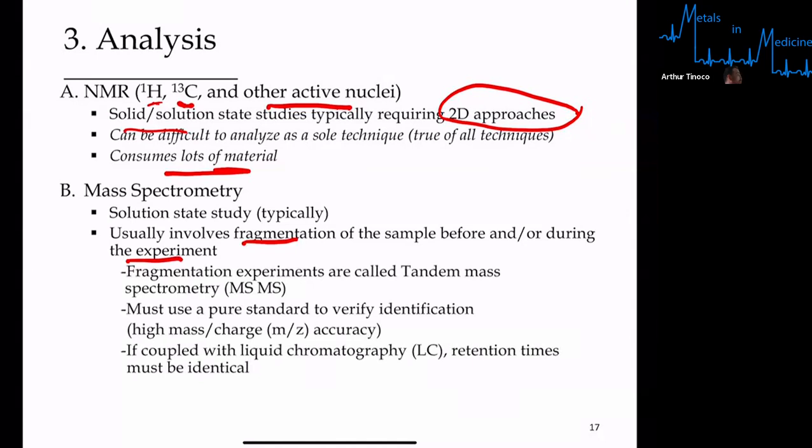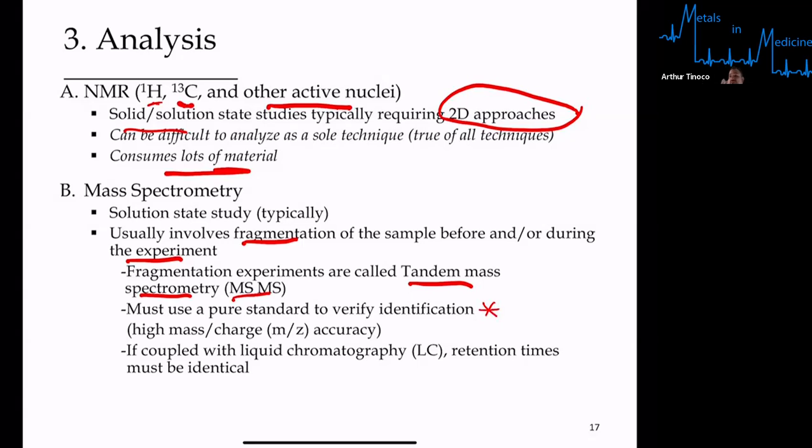So when we're referring to fragmentation experiments, you will see them written as tandem mass spectrometry. You read that word, that means fragmentation. But another terminology used or abbreviation is MSMS. When you see MSMS, that means fragmentation, because the first MS has to do with the mass of the parent molecule. The second MS has to do with the fragments, or the daughter ions. And we'll look at that in a quick moment. All right. And so it typically may require the use of a standard to verify the identification. So this is a technique that you're measuring things based on the mass.